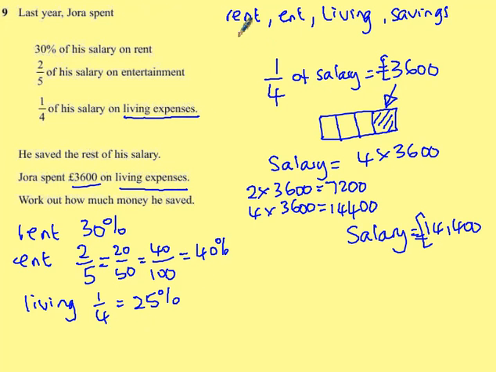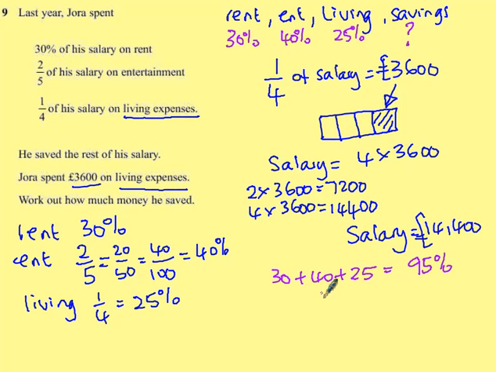So we're going to look back at the top now. We've got rent, 30%, entertainment, 40%, and living expenses, 25%. We need to work out what his savings are. All of those 4 need to add up to 100%. So 30 plus 40 plus 25: 30 plus 40 is 70, 70 plus 25 is 95%. Which leaves us with his savings being 5%, because the 5% plus the 95% makes the 100%.